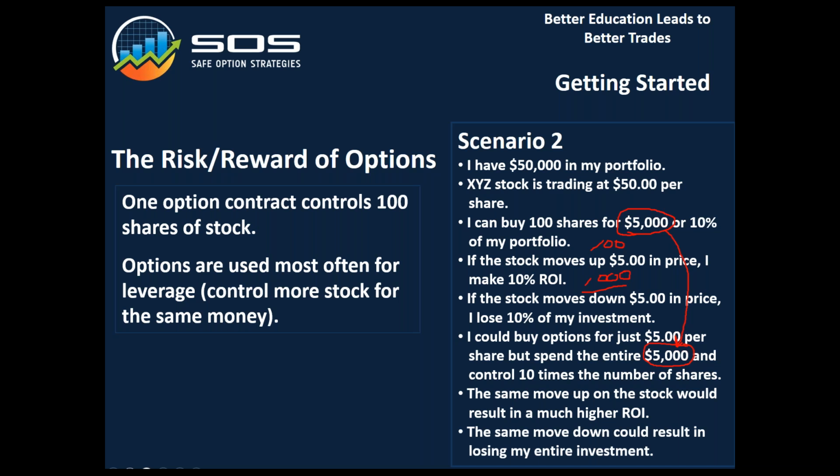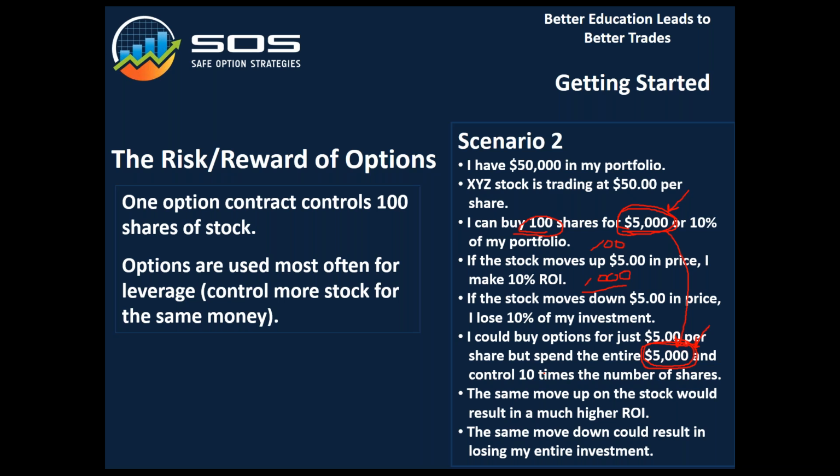Here's the problem. The same move down could result in losing the entire investment. Now think about this. In our first scenario, or even in this scenario, when we're talking about 100 shares of stock for a $5,000 investment, how far down did we say that stock had to go to lose all of this $5,000? The stock would have to go to zero, right? It would have to go all the way to zero to lose 100% of our investment. You know how far the stock would have to go down to lose 100% of our investment right here? If it went down and stayed down a few dollars a share, we'd lose it all.